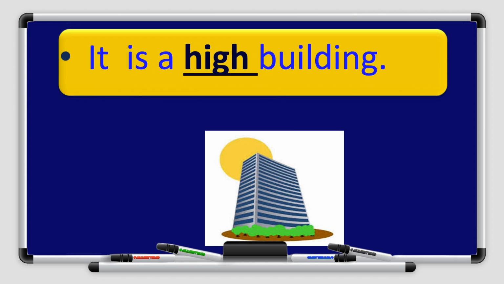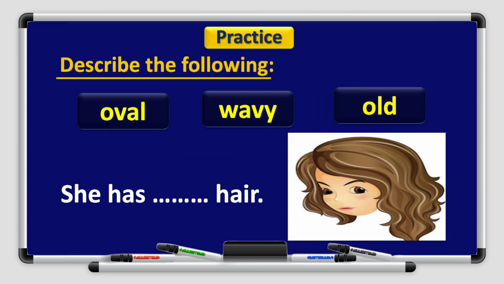It is a high building. The adjective high is used to describe the building here in this example. Now let's practice. Describe the following. Use the adjectives to complete the sentence describing the picture. Look at the picture and the sentence and choose the correct adjective. I will read the adjectives for you. Oval, wavy, old.